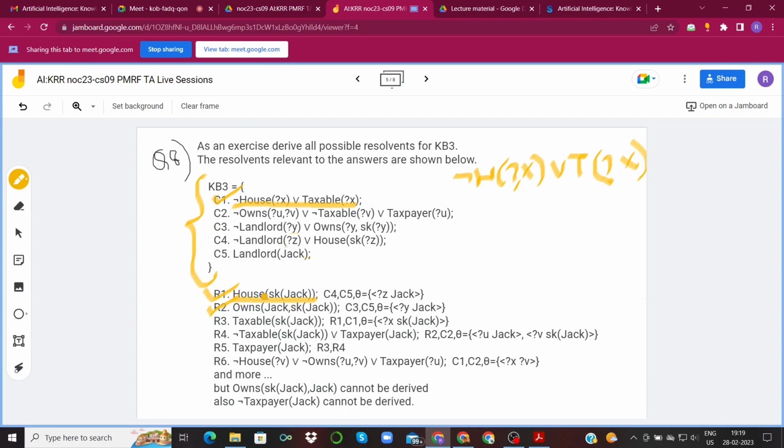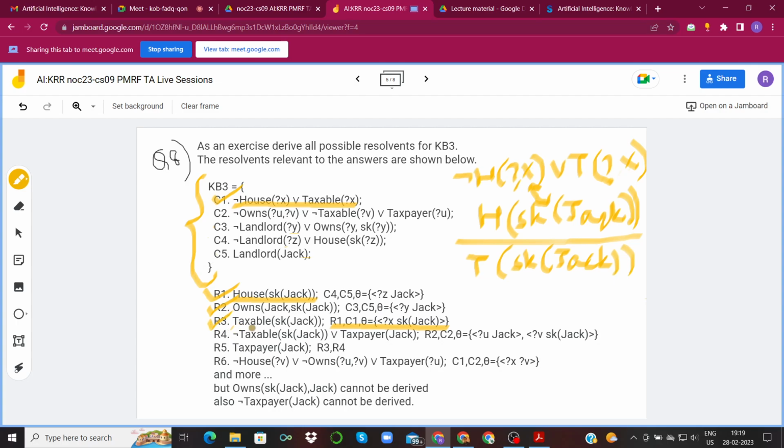From this first resolvent you have house of SK Jack. Okay, so this time you substitute X with SK Jack, and again using disjunctive syllogism you get taxable SK Jack. Which is what the third resolvent is over here, taxable SK Jack.